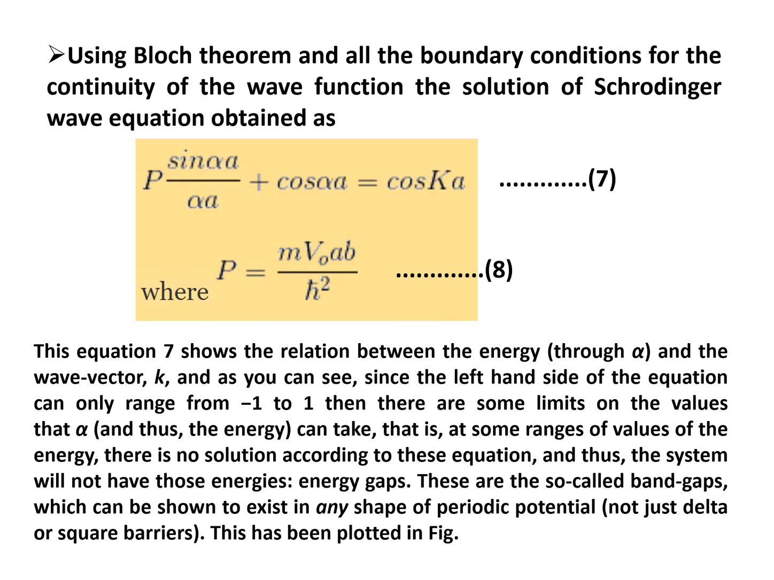That condition is P sin alpha a by alpha a plus cos alpha a is equal to cos ka. Here alpha is known to you, a is also known to you, and k is the propagation constant, which is 2 pi by lambda. And here P is the scattering power of the potential well, given by m V0 ab by h cross square. Once again, every letter is clear to you: m is the mass of the electron, V0 is the potential of the well, a is the width of the well, b is the gap between the two wells, and h cross is h by 2 pi.